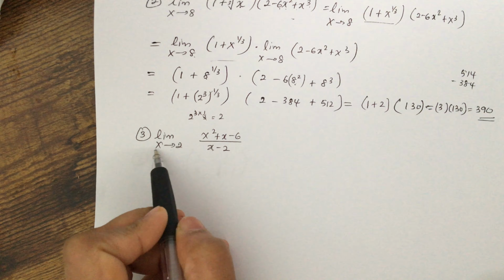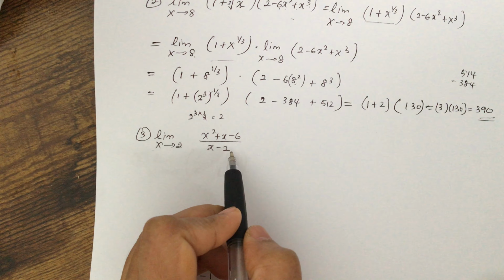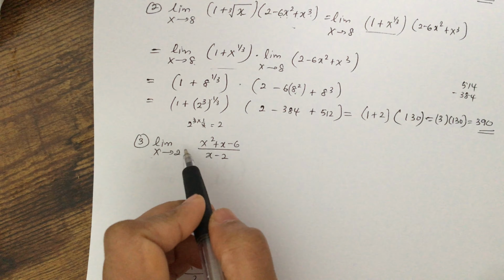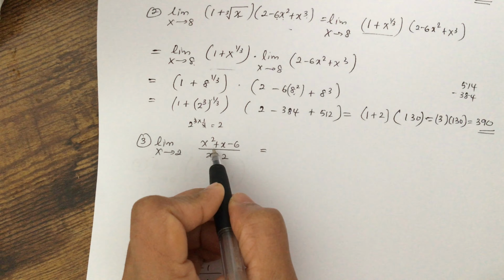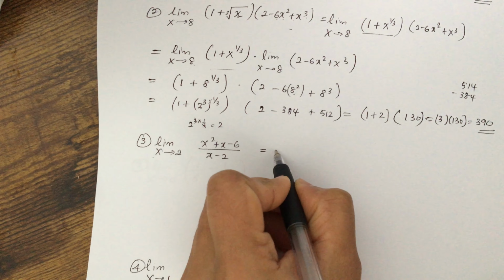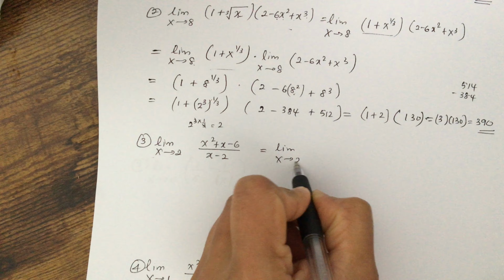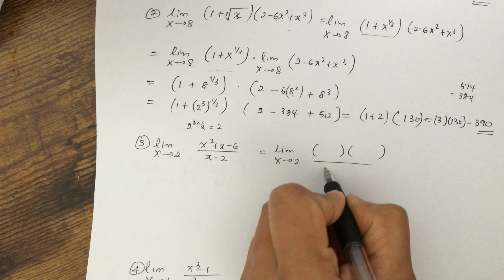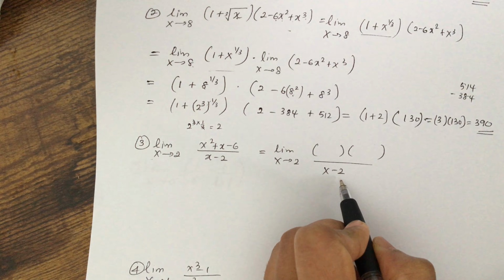The denominator is 0 when x goes to 2. So therefore we have to do something before finding the limit, right? Look at the numerator, we can factor this one, right? So factor out the numerator. It's a quadratic function. In the denominator you have x minus 2.